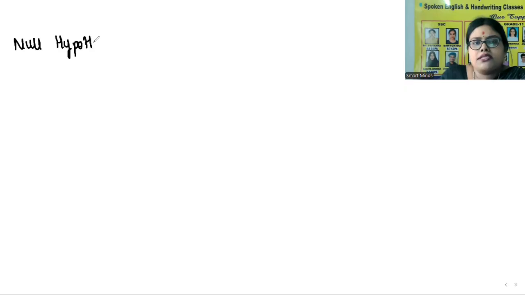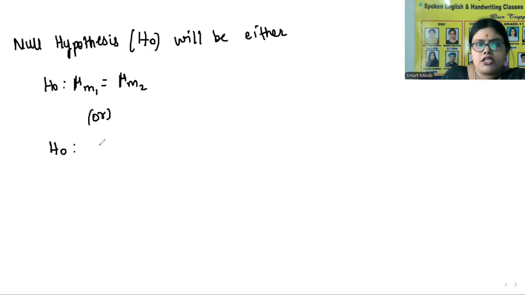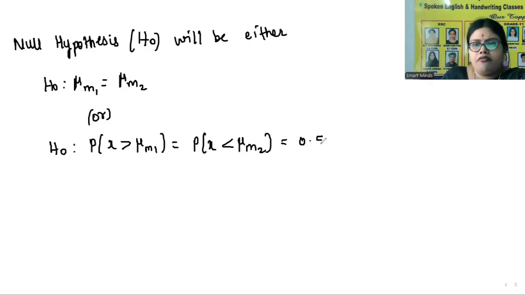So null hypothesis is always denoted by H naught. This will be either, how can you write null hypothesis? H naught such that mu m1 is equal to mu m2, or H naught such that probability of x greater than mu m1 is equal to probability of x less than mu m2, which is equal to 0.5.